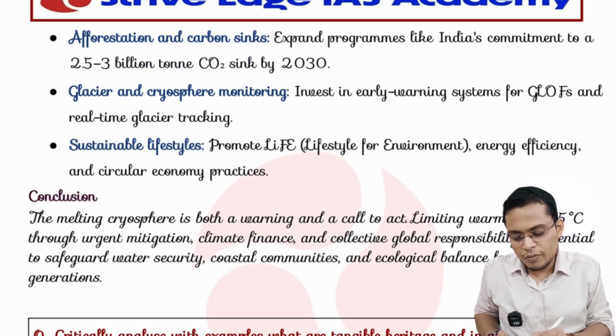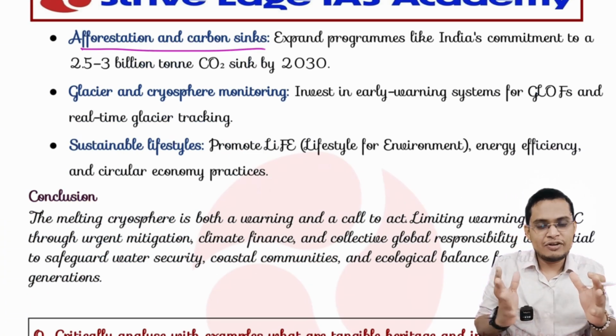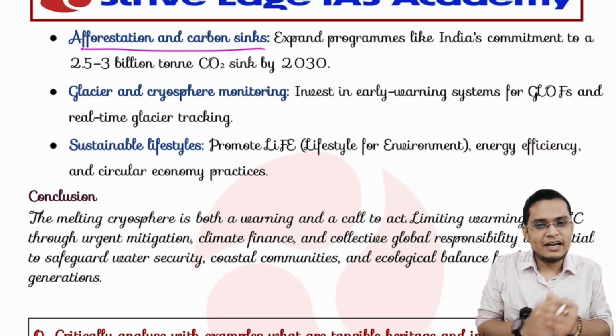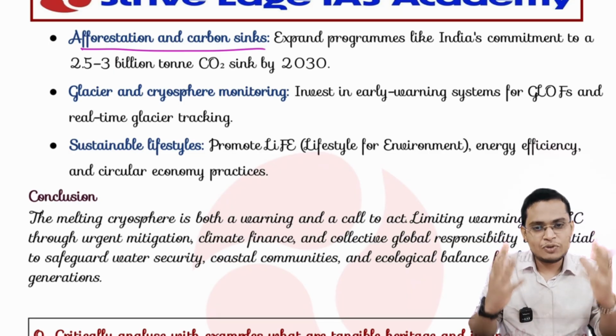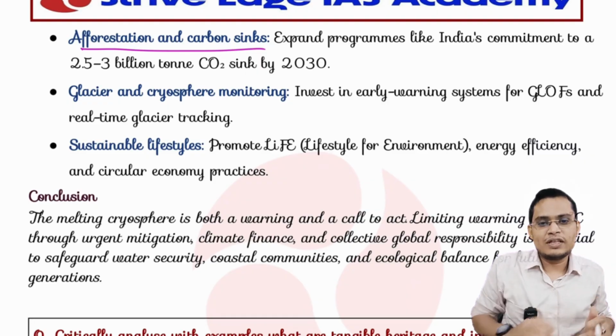Next we can talk about afforestation and carbon sinks. First of all we need to plant trees, and trees can absorb a lot of carbon dioxide. So it will reduce the carbon dioxide in the atmosphere and store it in the trees.